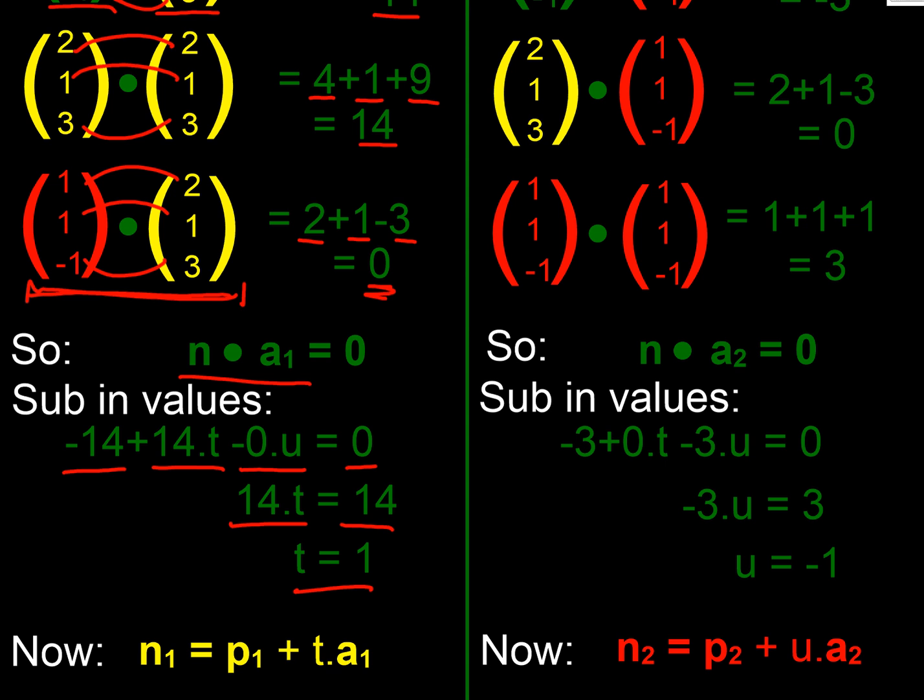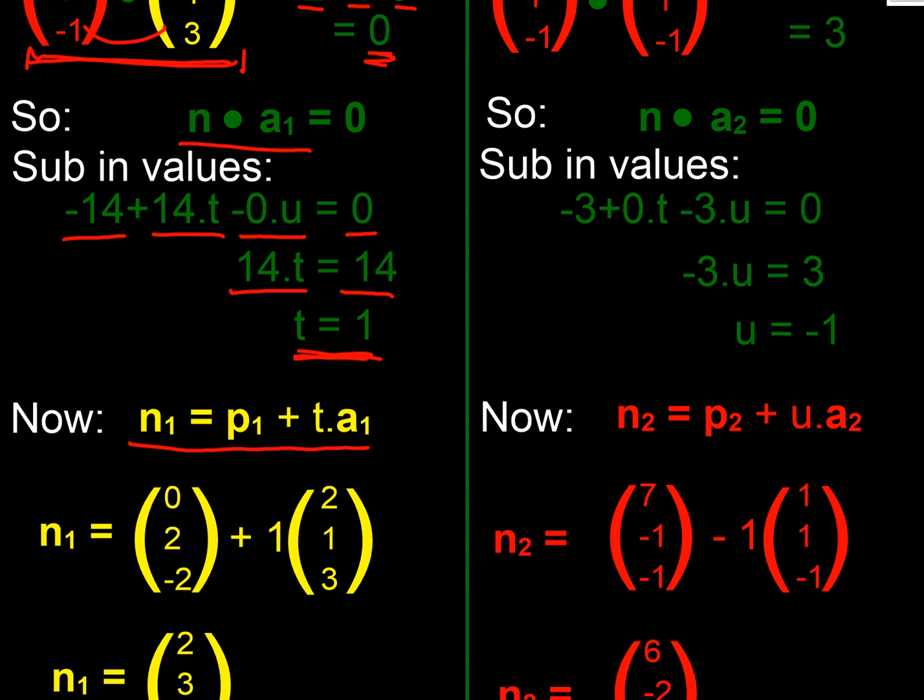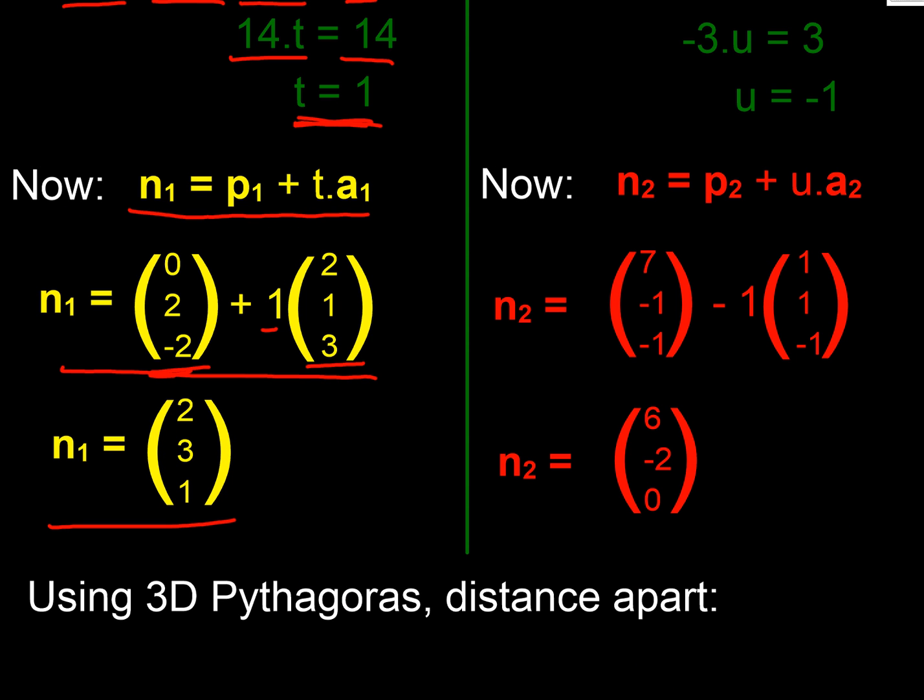Okay, so I now know what my t value is, and I can find our point for the nearest point on my yellow line by substituting in t1 into the line equation. So there's our starting point, and there's our one lot of the line vector. So I get the point, the nearest point for n1 is 2, 3, 1.